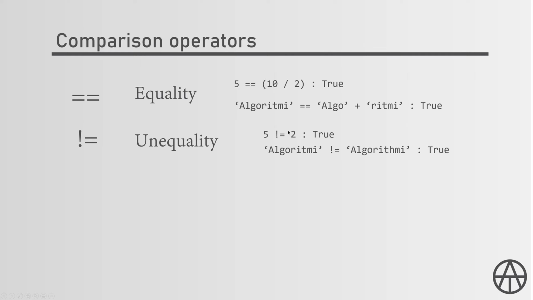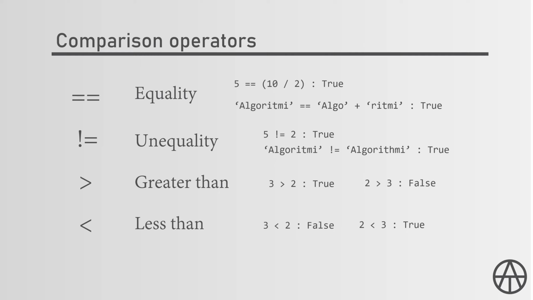The next one checks for inequality, which just looks like that. It's going to check for inequality. So if you say 5 is unequal to 2, it's going to say true. Well, that is true, because 5 is not equal to 2. And if you say algorithmy is not equal to algorithmy with th, it's also going to say true, because those two strings are not the same thing. And then we have the greater than operator, which does exactly what it does in math again. If you say 3 greater than 2, it's going to be true. And if you say 2 greater than 3, it's going to say false.